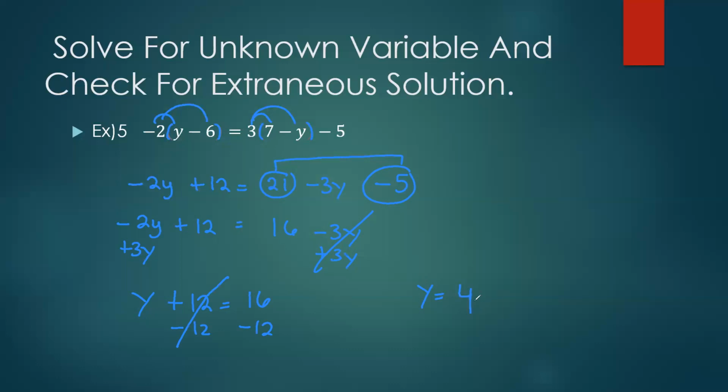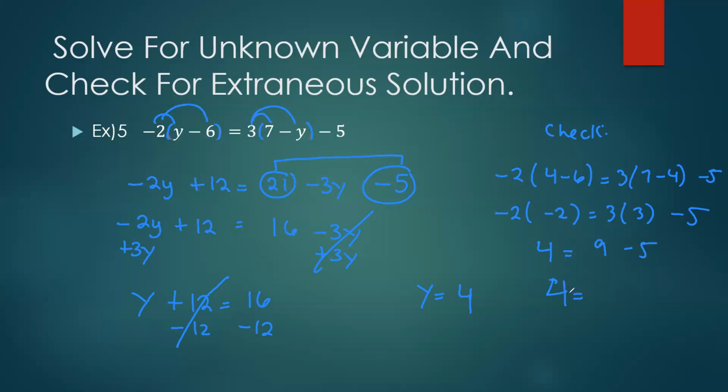Okay. Now, it doesn't mean it's the answer. You've got to check for extraneous solutions. So plug 4 back into your original. So it's -2 times (4 minus 6), equals 3 times (7 minus 4), minus 5. 4 minus 6 is -2. 7 minus 4 is 3. So that's 4. 3 times 3 is 9, minus 5. 9 minus 5 is 4, which is true. So that means your final answer is y equals 4.